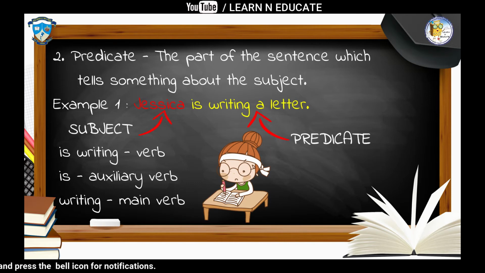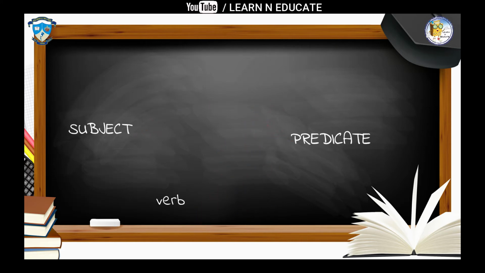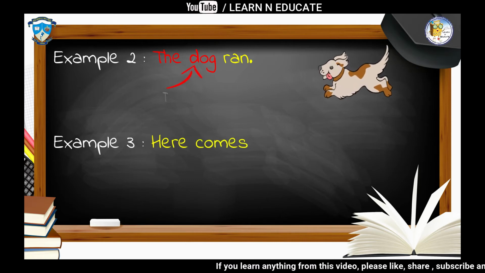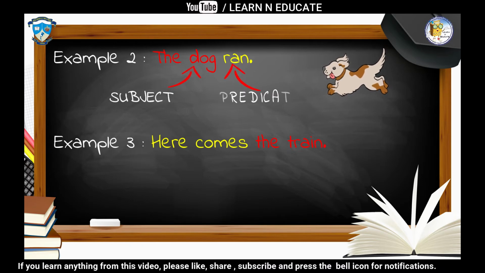Also remember that a predicate can be a word or a group of words and should contain a verb. So, in the example that we saw just now, is writing is a verb, where is is an auxiliary verb or helping verb and writing is a main verb. Next example, the dog ran. Here, the dog is the subject and ran is the predicate, that is a verb itself.